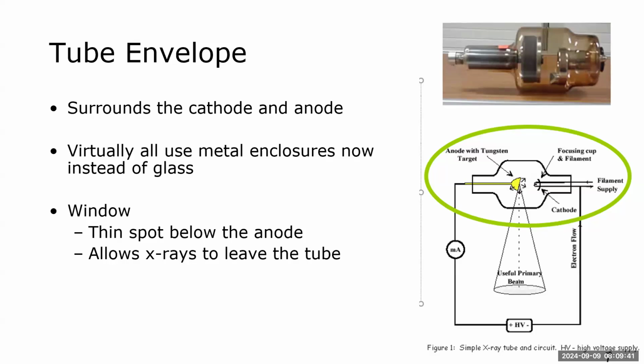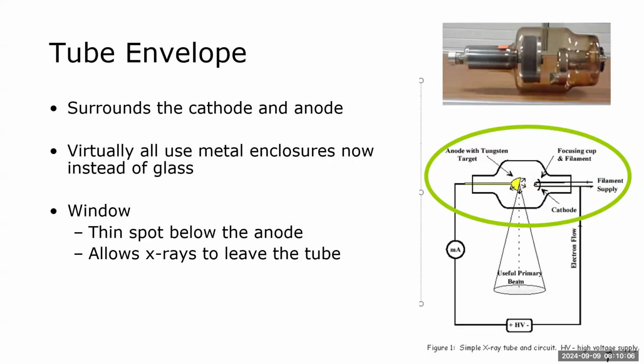The tube envelope surrounds the cathode and the anode. Virtually all of them use metal enclosures now instead of glass, but you may still see some X-ray tubes out there that are glass. And Ethan has some examples of old tubes that have been taken out of X-ray machines. And so he generally shows you those in your physics class.